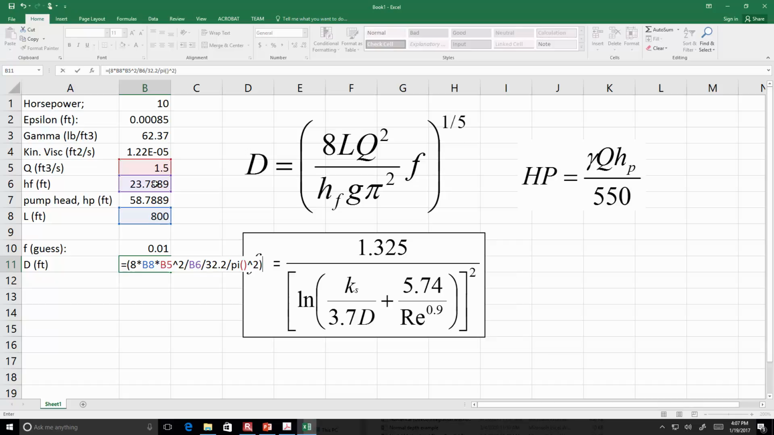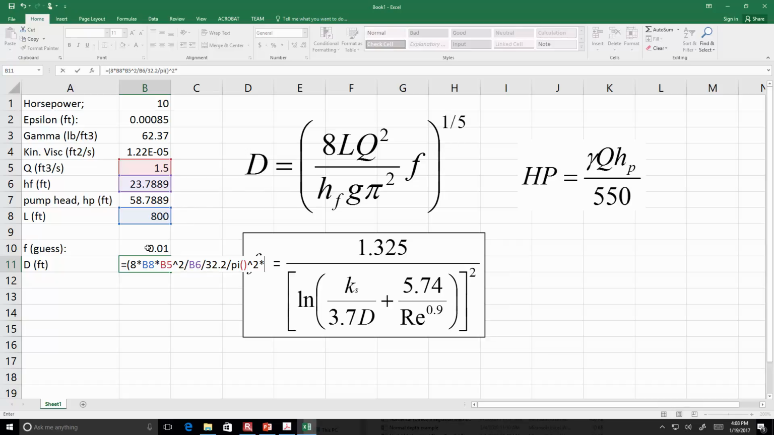And we also need to multiply by f. It saves me from having to put parentheses, because I've got three terms in the denominator: h sub f, g, and pi squared. So I can divide by them multiplied by each other, or just divide over and over again. It's like a little shortcut I sometimes do in Excel just to confuse students. Eventually it'll confuse me too, so it'll be payback.